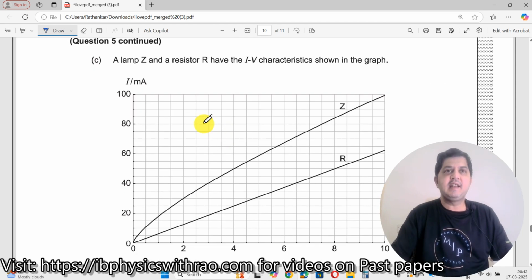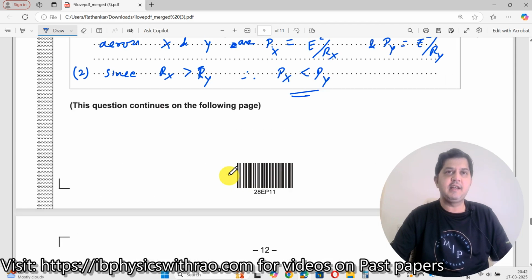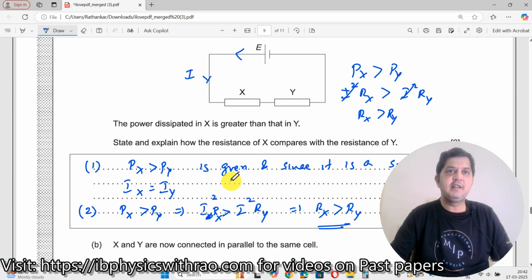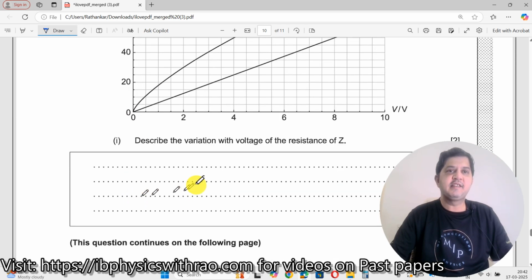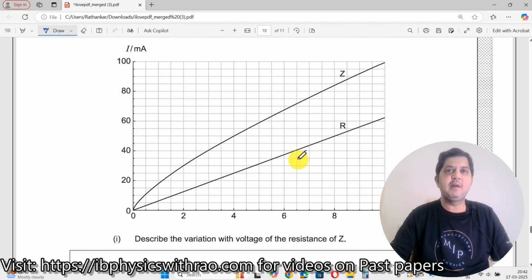A lamp Z and a resistor R have the IV characteristics shown in the graph. Is he referring to the same circuit? He is not referring to the same circuit. Now it's continued. Describe the variation with voltage of the resistance of Z. So what's happening with respect to Z, we have to talk about. See, these are not parallel lines. These are now making some angle. So let us determine the angle over here.